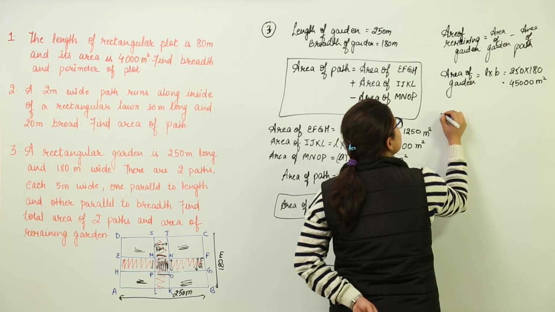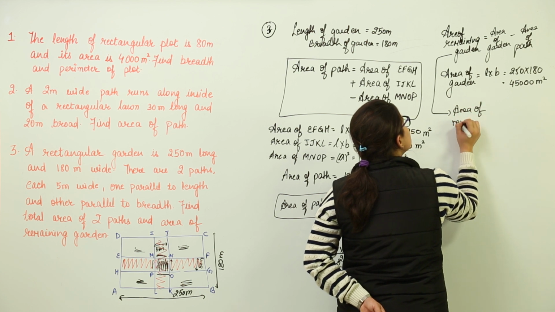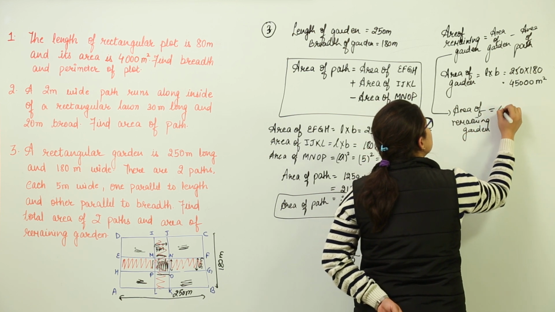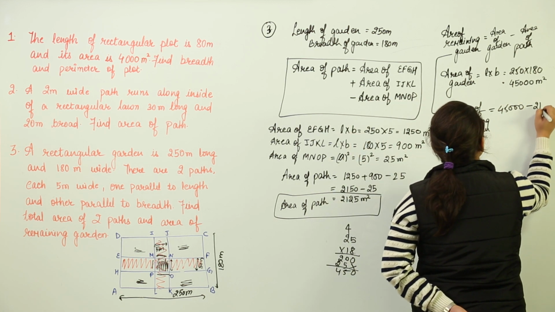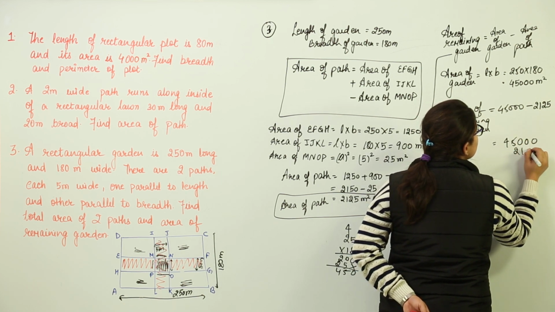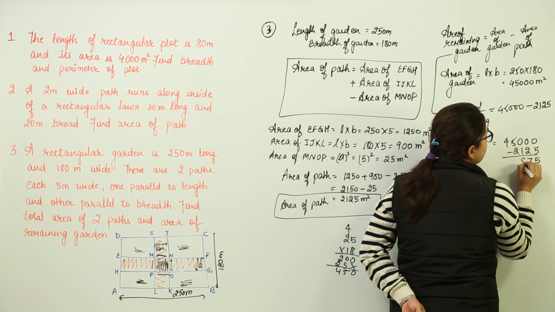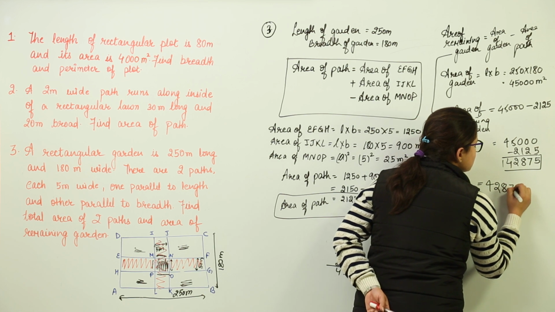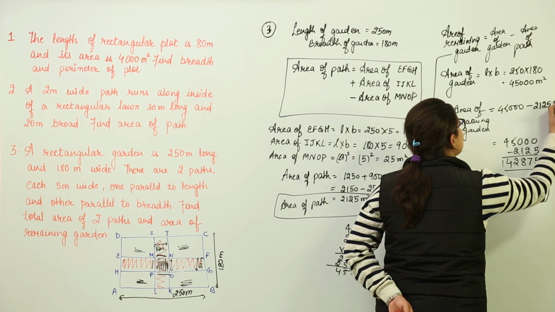Now we are going to subtract the two areas. So we get from here the area of remaining garden. Now the remaining garden would have the area as the subtraction of the two areas, that is 45,000 minus this one, that is 2125. On subtraction, what do we get? 45,000, 2125 is subtracted. We would get 42875 meter square as the area of remaining garden that was to be found.